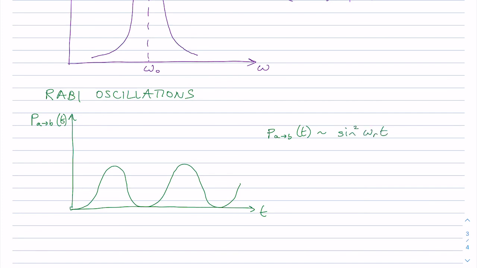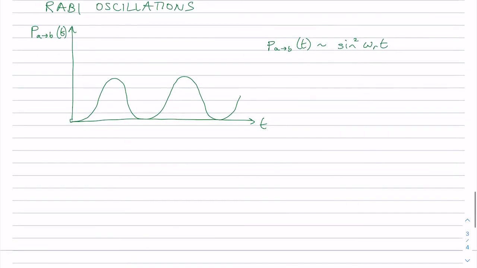In other words, if I leave my laser on for the correct amount of time, I can maximize the transition probability. But if I keep the laser on longer, then the probability goes back down to 0. So with my laser, if I leave it on for a certain amount of time, I can get it up to here, then I can drive it back down again, then I can drive it back up again, and so on. And these are Rabi oscillations.